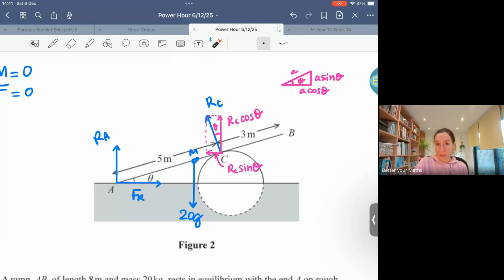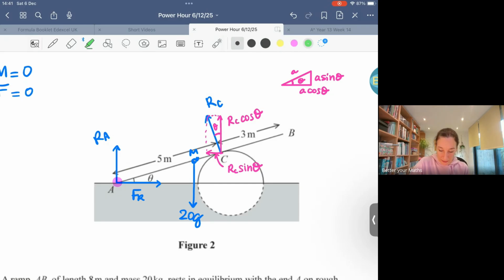It will be too many equations. So what I'm going to do is to take moments about A. RA won't be in my equation, but it will allow me to find RC, for example. With RC, I will be able to find RA. That's not uncommon. So if we don't have enough information to find the friction, I can take moments about A and then find RA somehow else. Let's go into that.